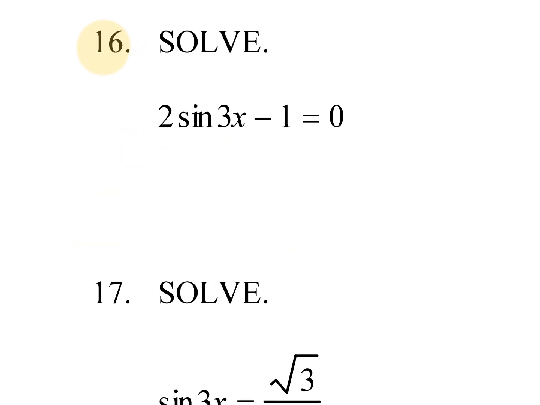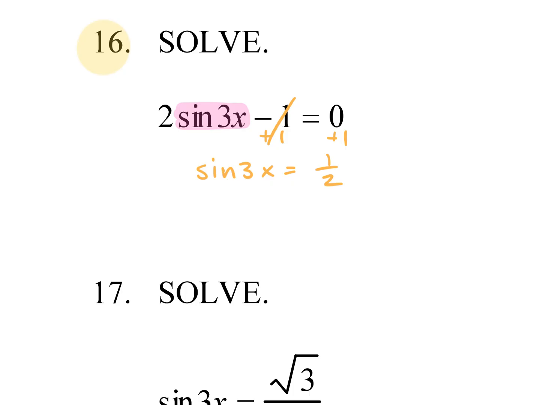So number 16 is one of those multiple angle ones. We have sine of 3x. That 3 is attached to the sine until we get sine all by itself, until we actually look for it on the unit circle. So we want to move everything else to the other side. So what can we move first? Add the 1 and divide by 2. So sine of 3x equals 1/2.